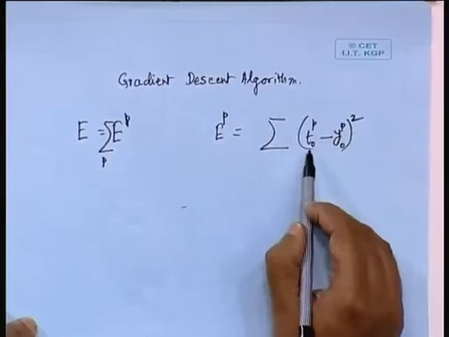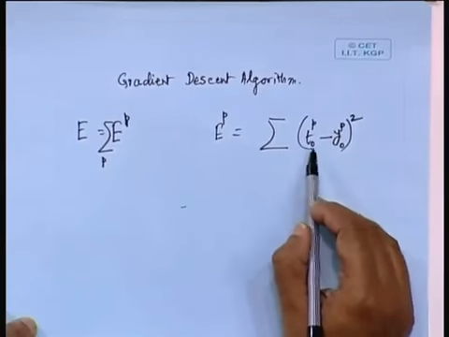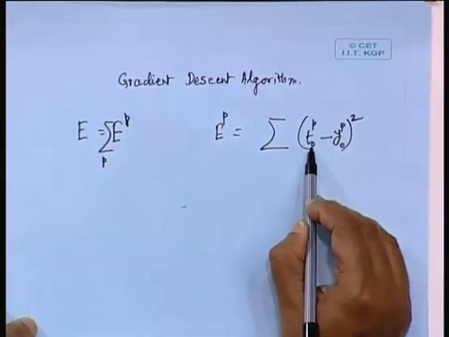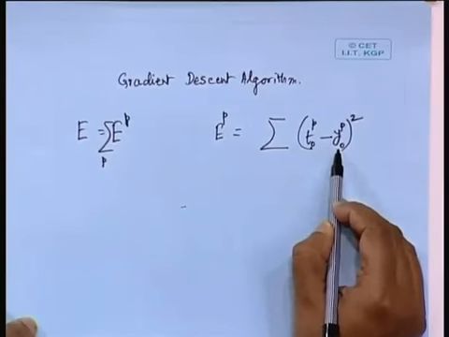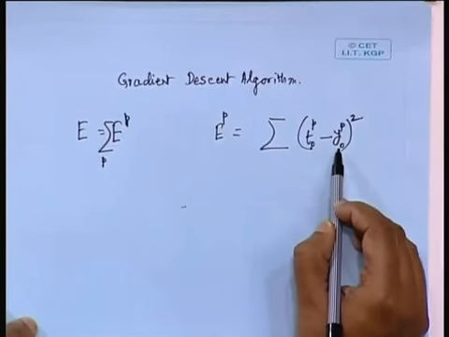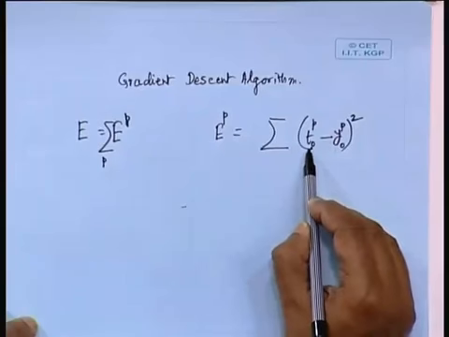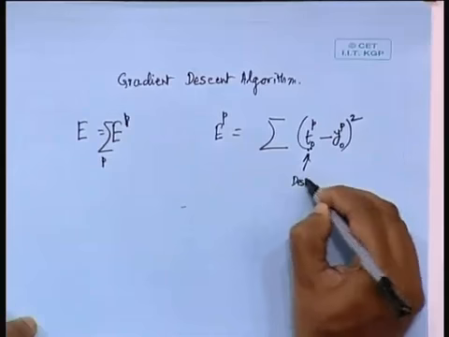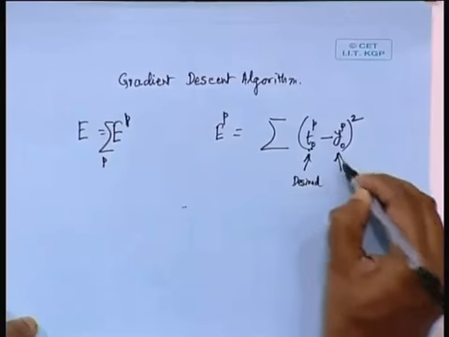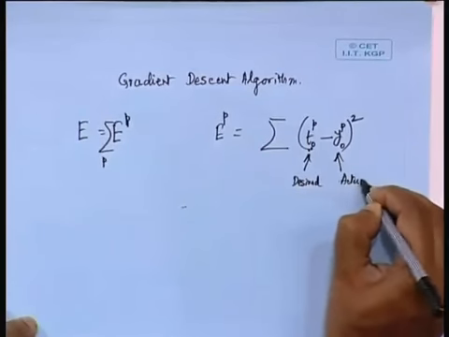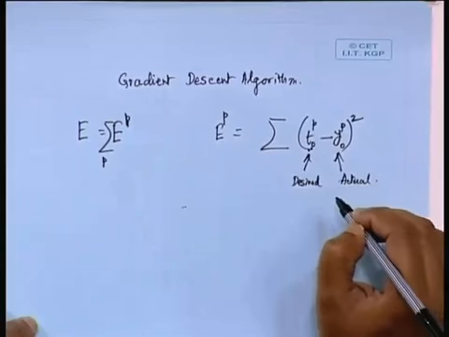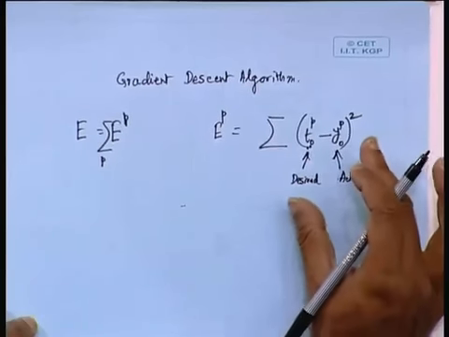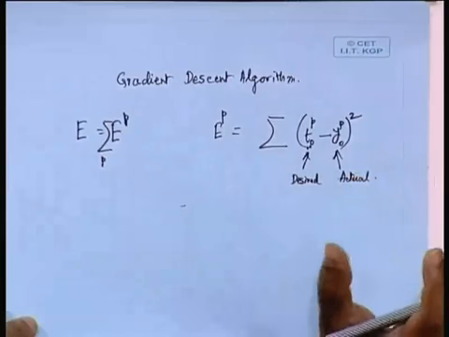If this is the target output, and this is the output that we have got from the system, then this is what is desired, and this is what we had got as actual. And there is indeed a departure between the desired and the actual. And this is for one output unit.